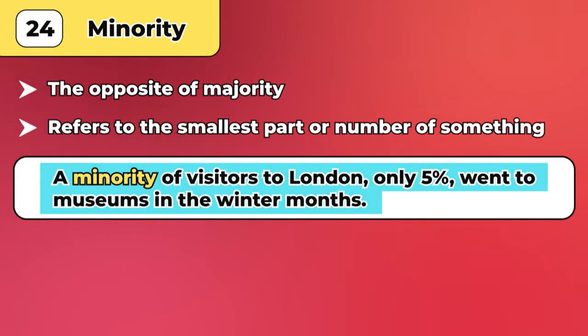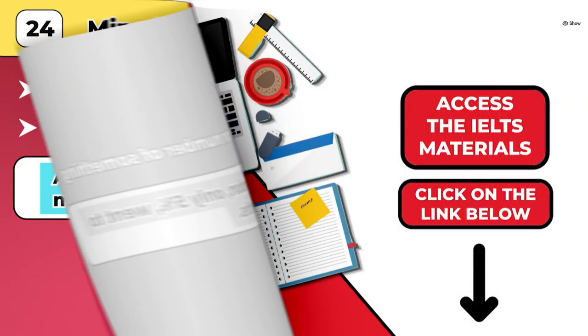Now we move to minority. It is the opposite of majority. It refers to the smallest part or number of something. For example, a minority of visitors to London. Only 5% went to museums in the winter months.